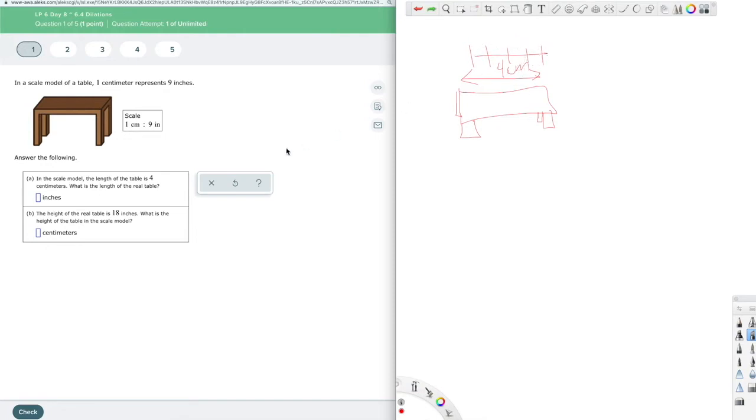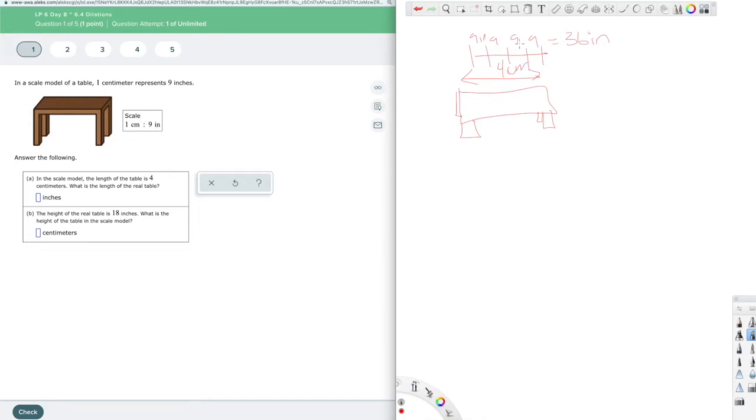Each centimeter represents 9 inches. So each one of these is actually 9 inches in the real world. So I could use something like this to convert these. I can say, oh, well, 9 times 3 or 9 times 4, that's going to get me 36 inches. Instead of 4 centimeters, it's 36.